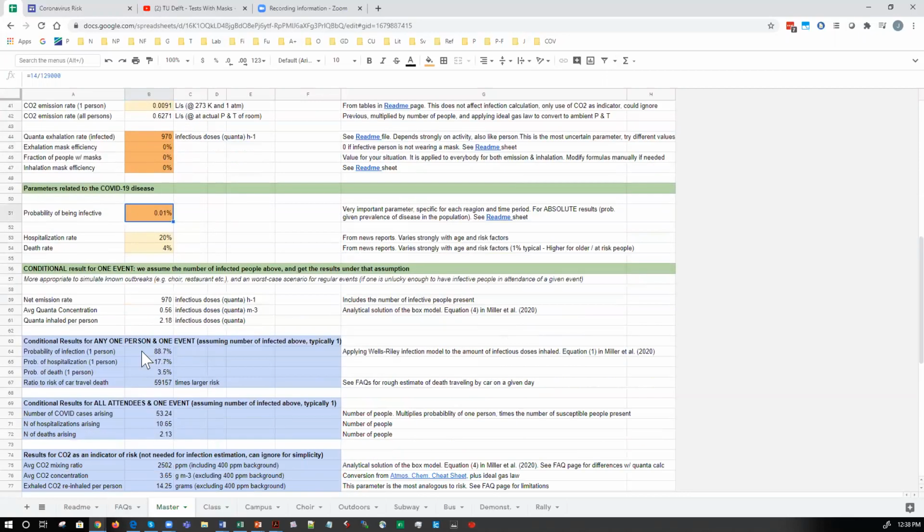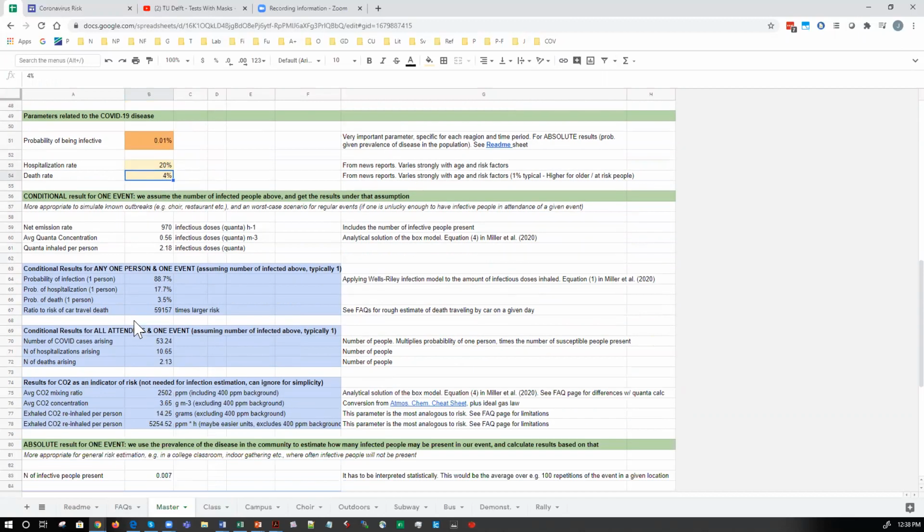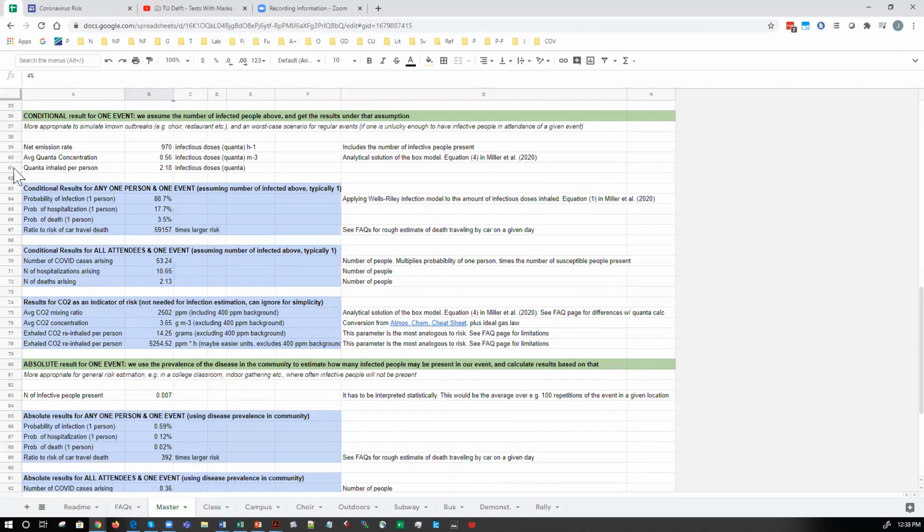Then we have the numbers for the hospitalization rate and the death rate. Here I have 4% because the people in the choir were older. Otherwise, I would have used 1%, right? So you enter all those numbers for your particular case, and then here you get the results. Here you get the conditional results for one event. We do this once, and we run the model through these equations, and then we get a conditional result.